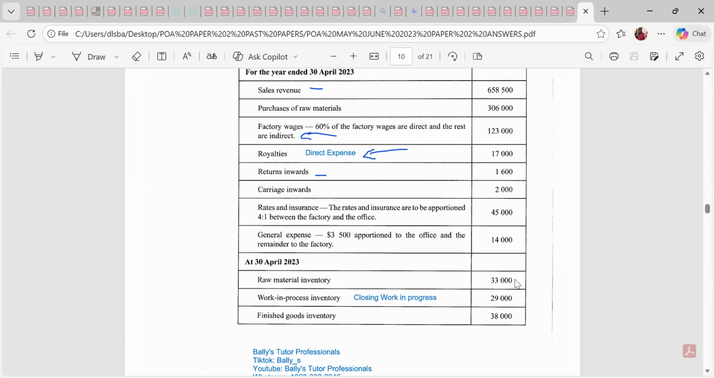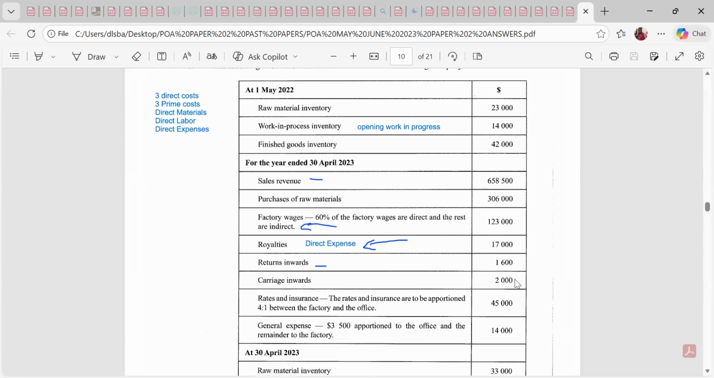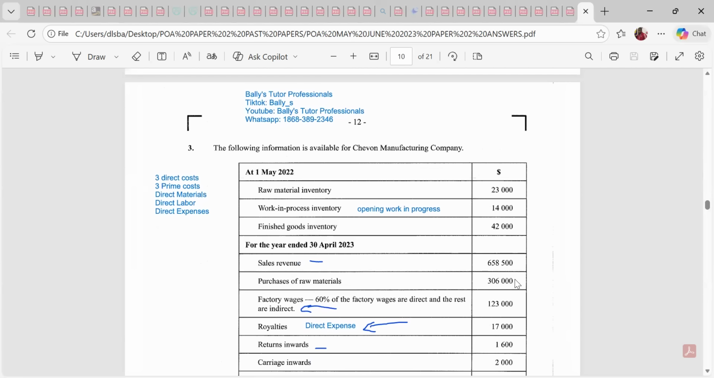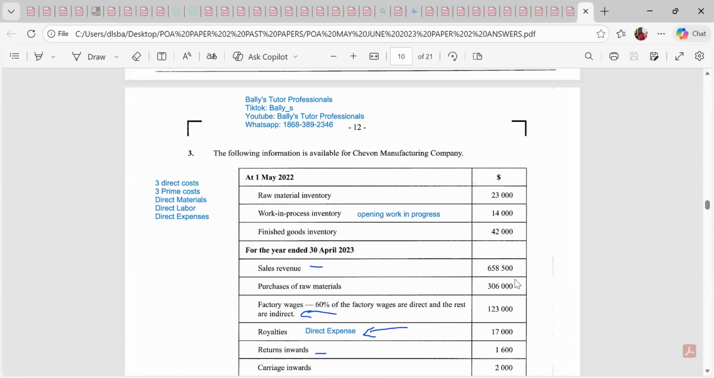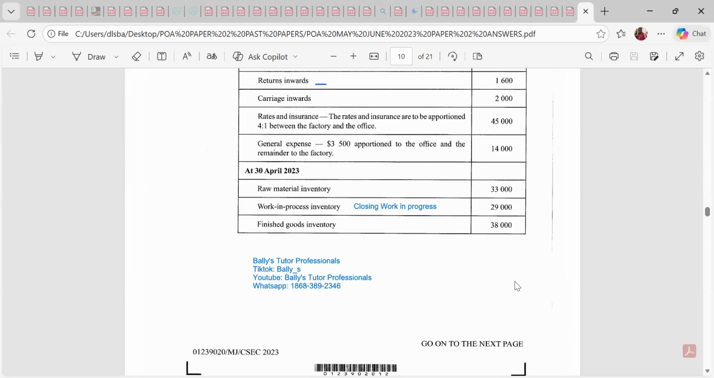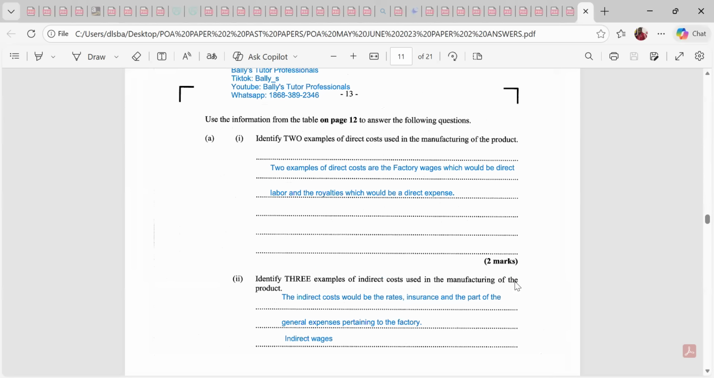Number 3. Manufacturing accounts question. So the following information is available for Chevron Manufacturing Company. Give us a good bit of information here. They want us to identify 2 examples of direct costs used in the manufacturing of the product.